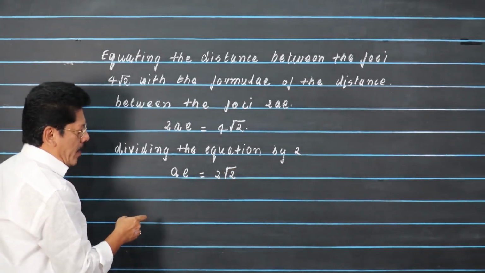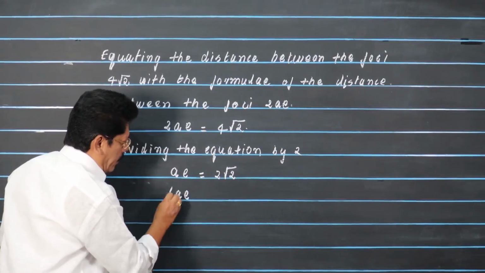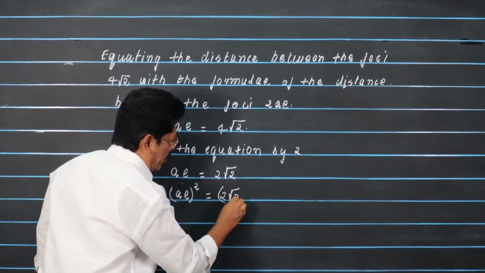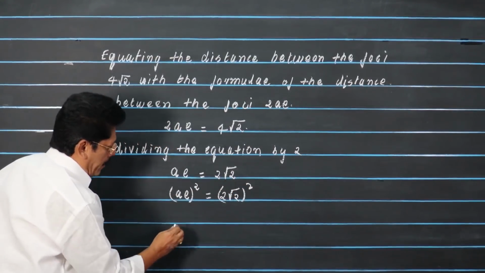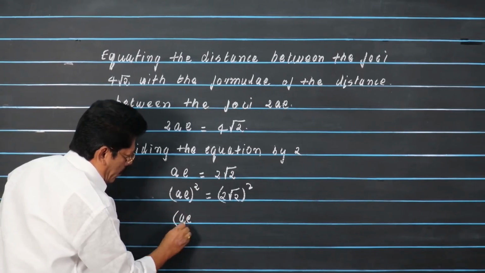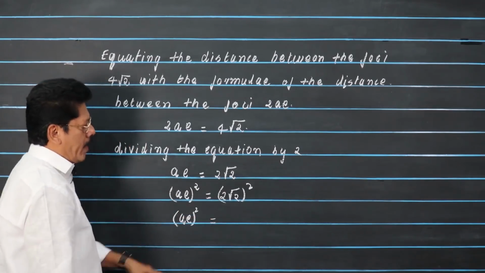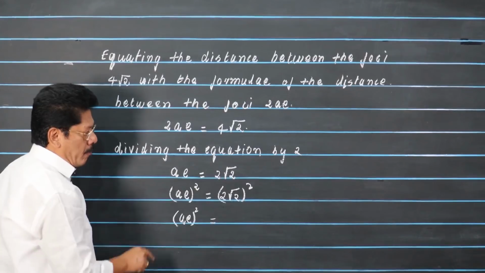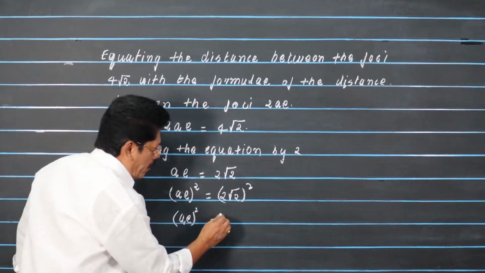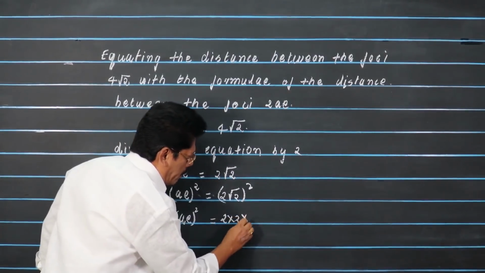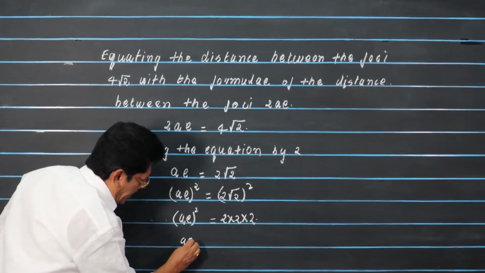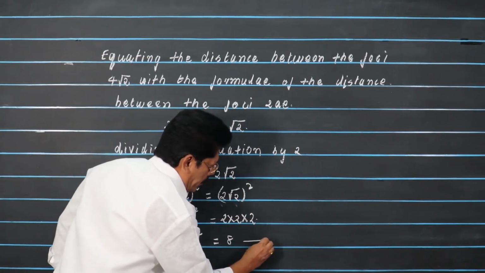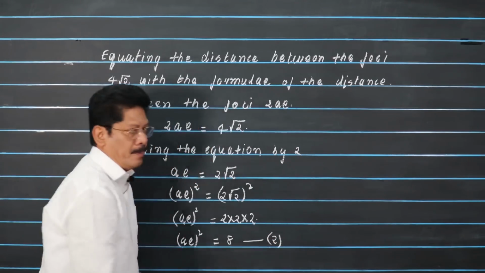Now squaring this equation, ae the whole square is equal to 2 root 2 the whole square. Now this will become, if you square 2 root 2, 2 into 2 and square root of 2 will become 2. Therefore, you have 2 into 2 into 2. So, ae the whole square will give you 8. This will be your equation 2.